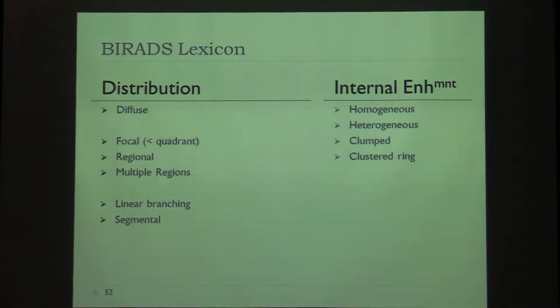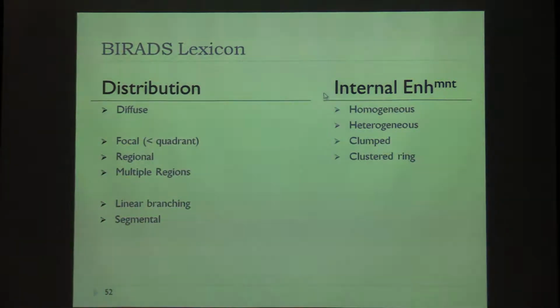So, what you have to describe didn't change, so I will do that quickly. The distribution could be diffuse, could be focal. This is a confusing term because focal here means this is a non-mass, but it takes less than 1 quadrant of the breast. So you have to distinguish that from the foci we have seen at the beginning of this topic. It could also be regional, it could be multiple regions, and you have linear, branching and segmental enhancement. We will see some examples later on.